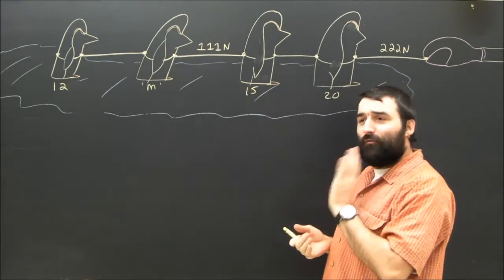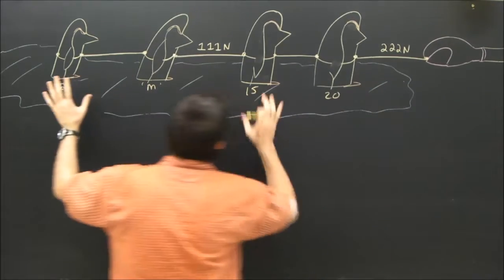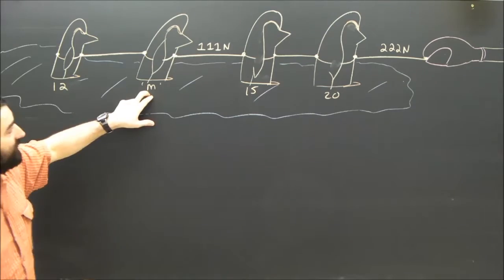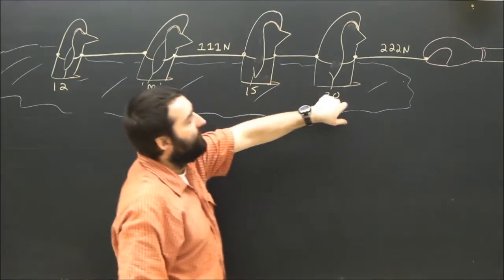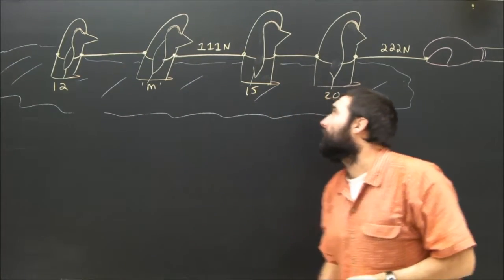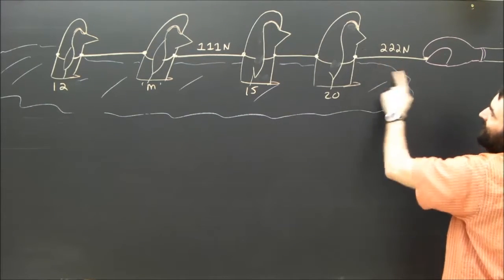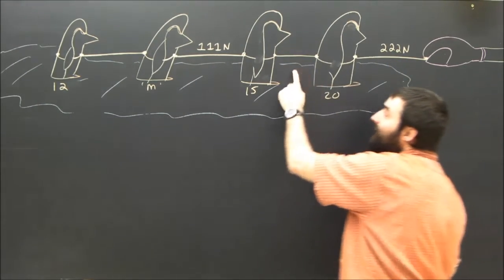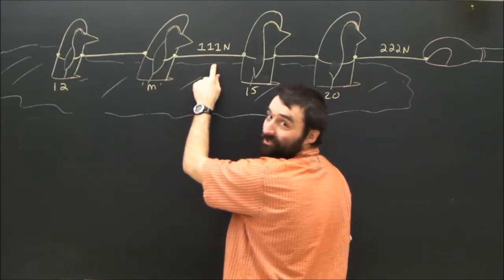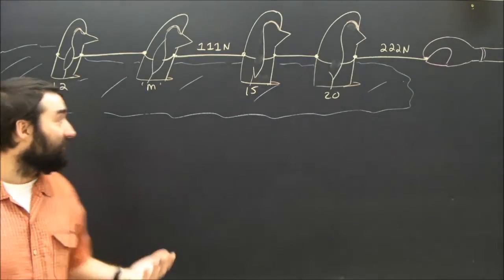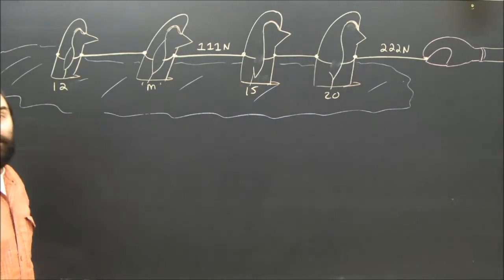So, these 4 penguins, we know the masses of 3 of them. This guy has a mass of 12 kilograms. We don't know the mass of this penguin, 15 and 20. But we also know that the applied force on the whole group is 222. That's the tension in this first rope. We don't know anything about this rope. This rope has a tension of 111 newtons, and this one is unknown as well. And the question is, find the mass of the unknown penguin.